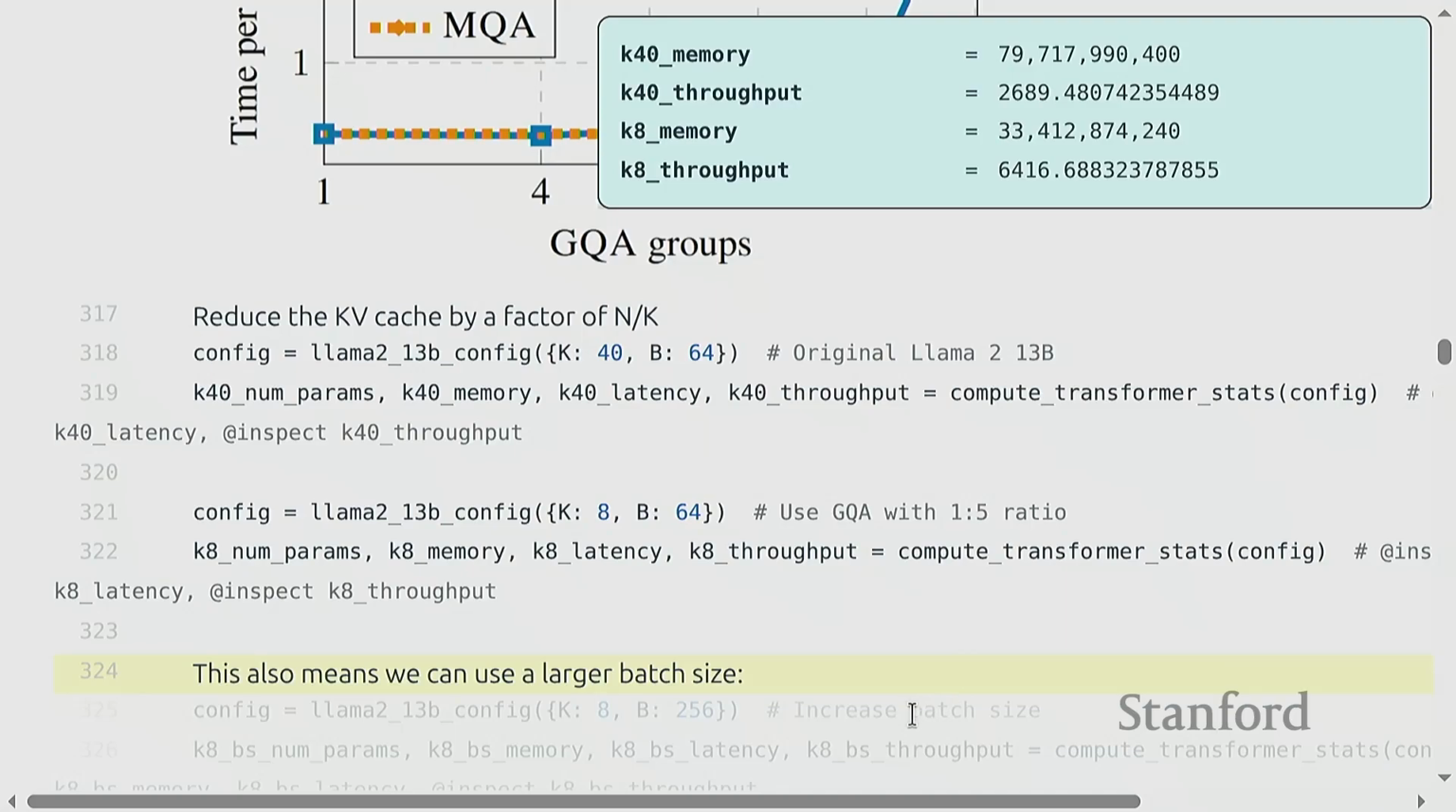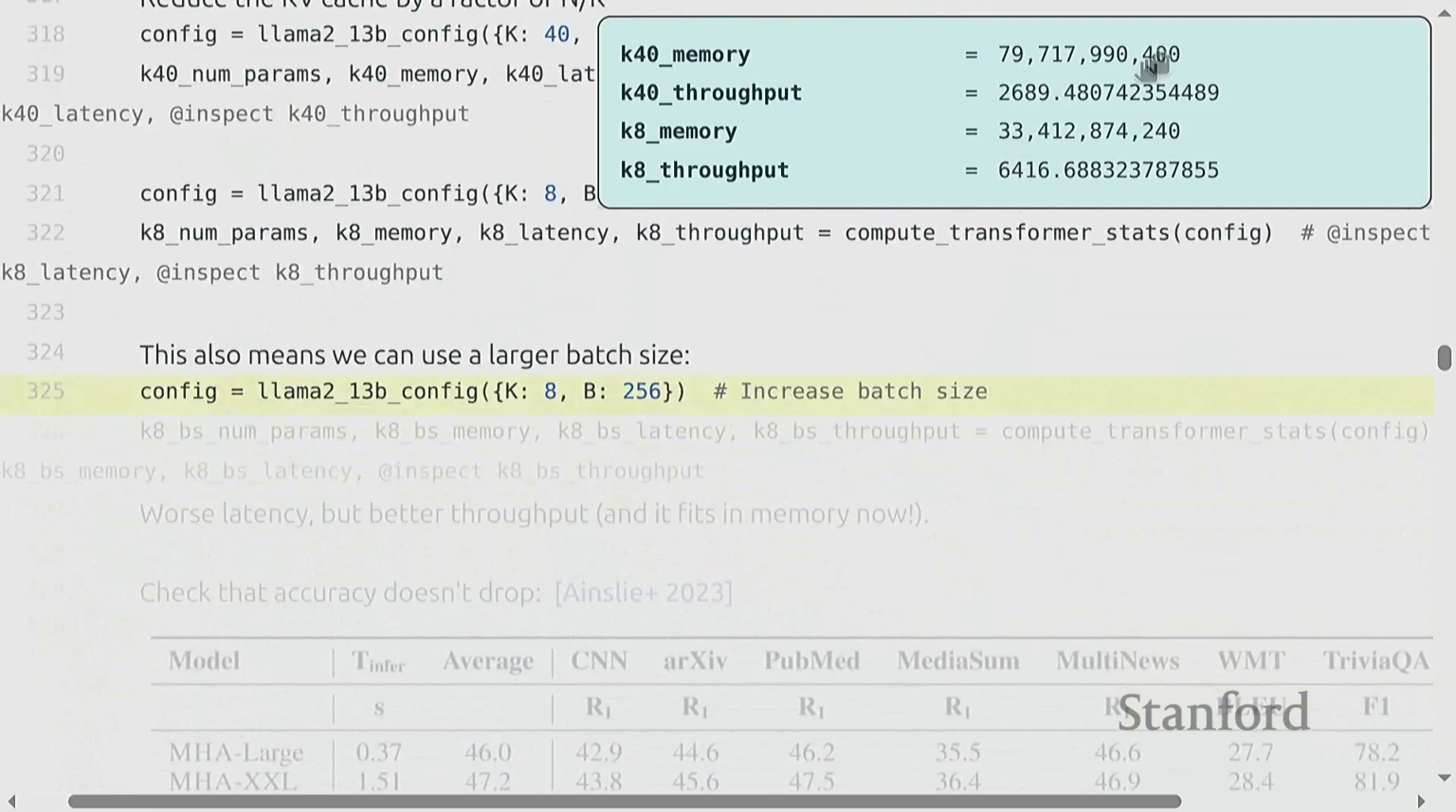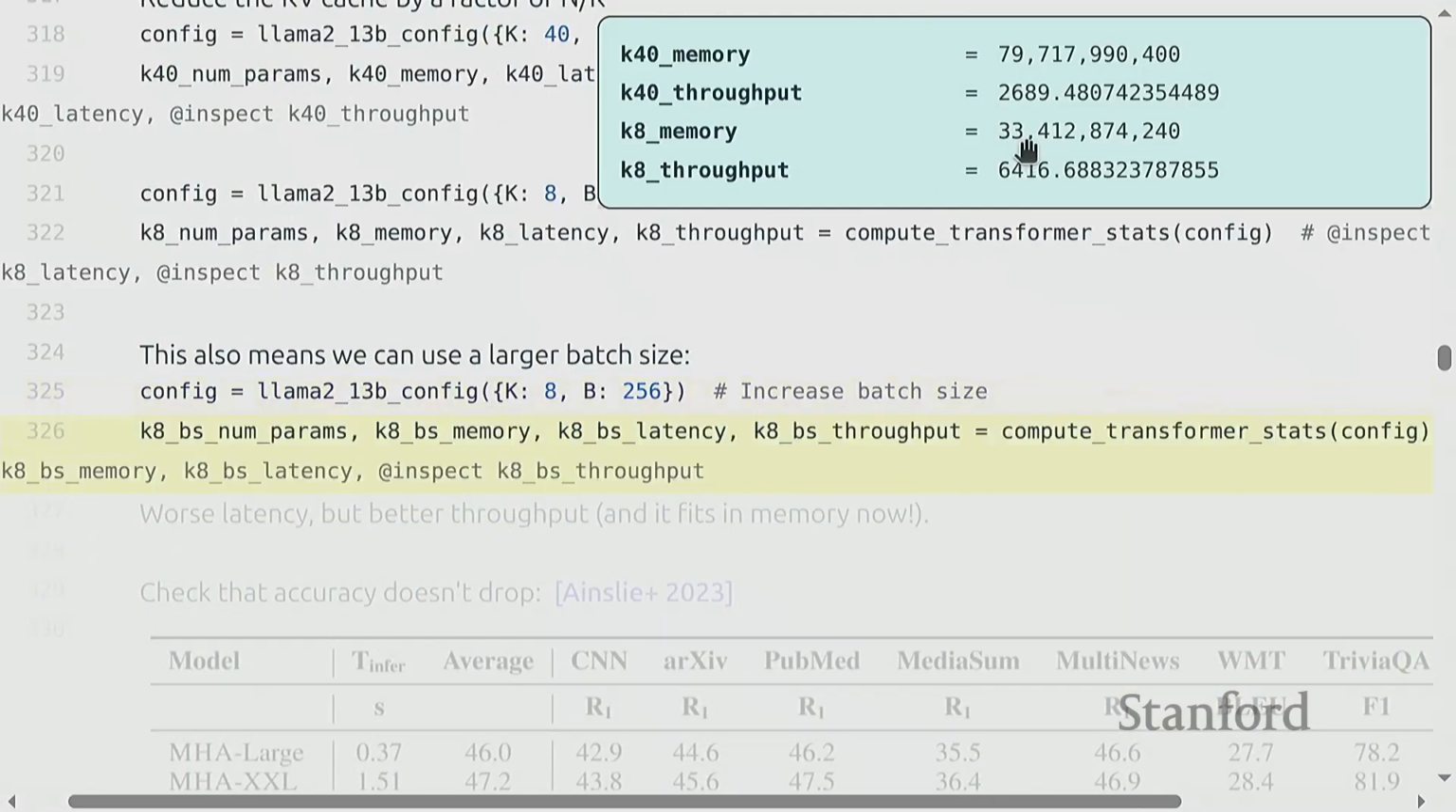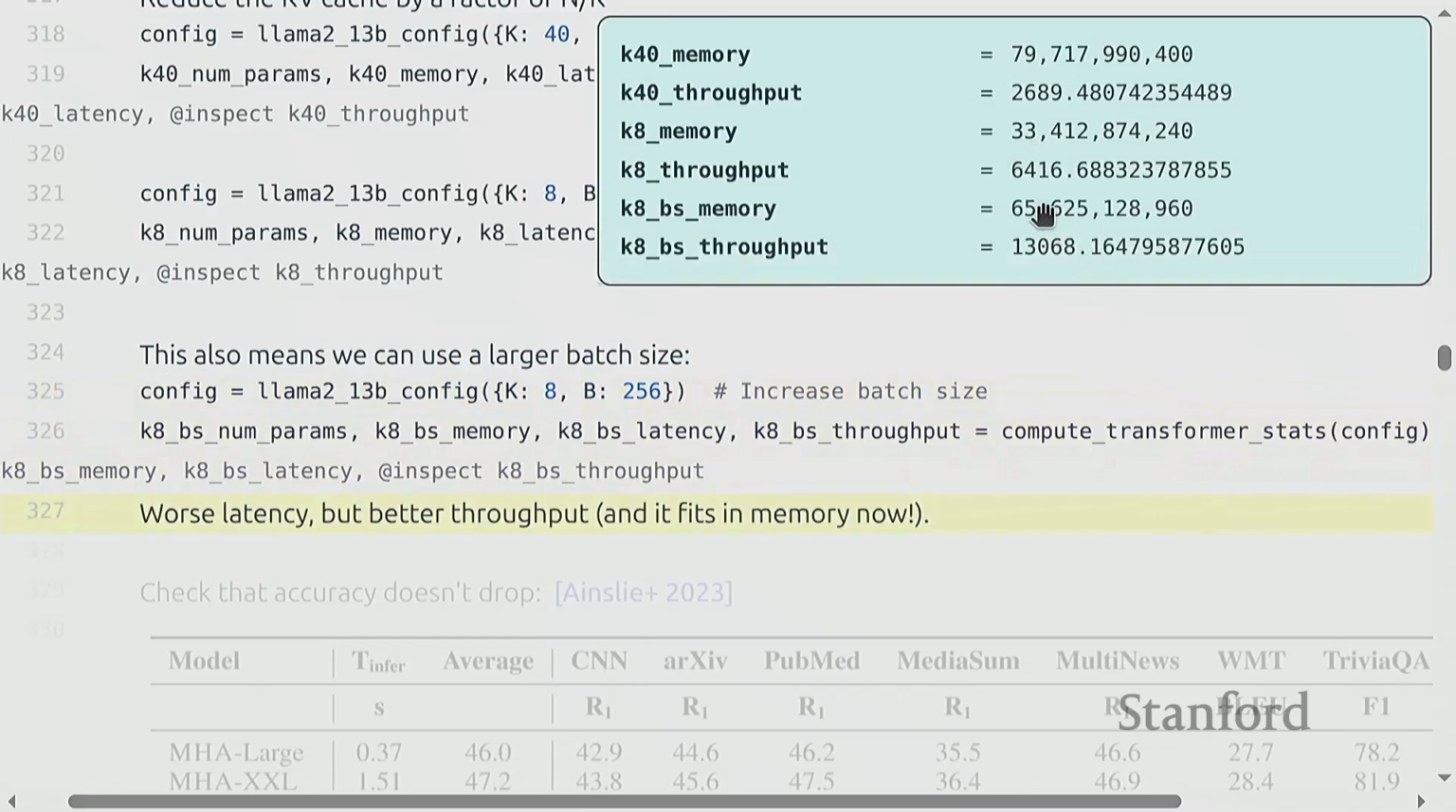This also means we can use a larger batch size because remember, last time we tried to do 256, it didn't even fit in an H100's memory. So now we can actually comfortably fit into the H100 memory, and then we can further improve the throughput by using a larger batch size. So you can see a lot of different effects here.